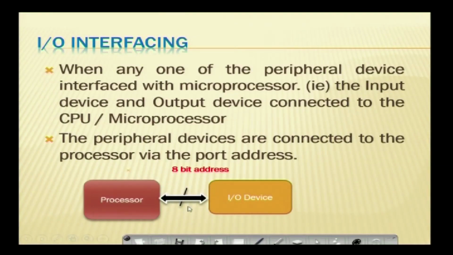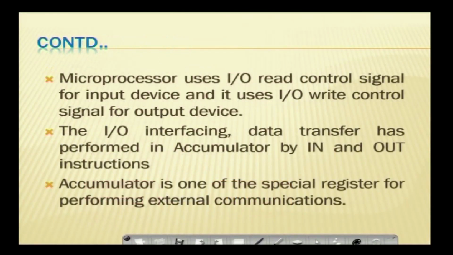So, how is the processor connected to the I/O devices? Via the data lines, which are bidirectional lines, so we can perform read and write operations. The microprocessor can read the data from the peripheral device or it can write the data into the peripheral device. When the processor wants to read the data from the peripheral device, it uses a control signal. The microprocessor uses the I/O read control signal for input devices and the I/O write control signal for output devices.